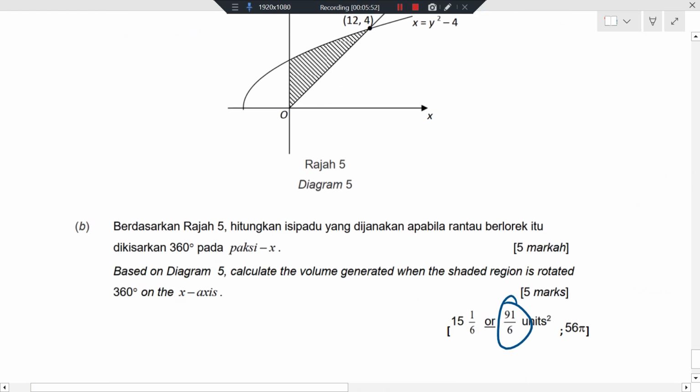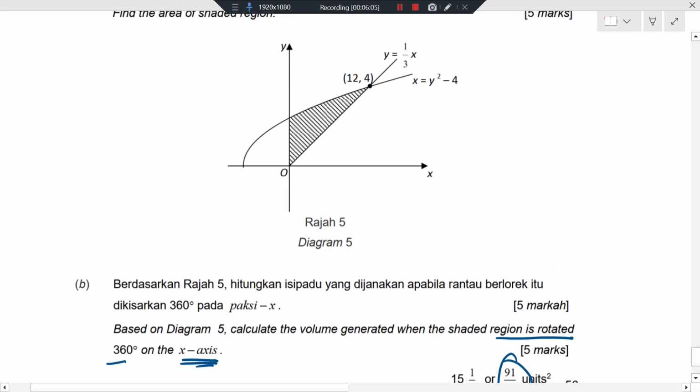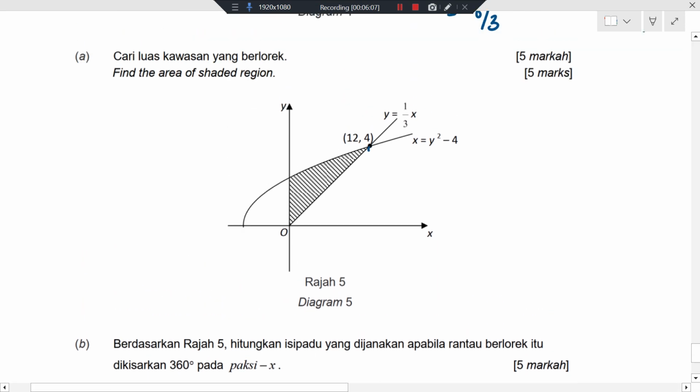Okay, now based on diagram 5 pula, they give you a different diagram and they want you to calculate the volume generated when the shaded region is rotated 360 on x-axis. Dia minta x-axis. So, very simple. When it is a triangle, when you rotate in your x-axis, can you see what it will form? It forms a cone, correct or not?